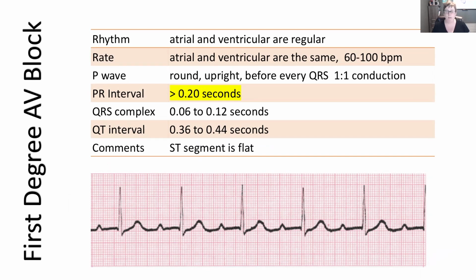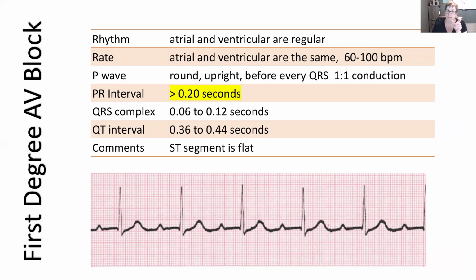So the rhythm of the atrial and the ventricular will be regular. The rate will be between 60 and 100. Our P wave will be round and upright. Remember, the SA node is not the problem here. It's the AV node that's hoarding that energy. There will be a 1-to-1 conduction, so there's still one P wave for every QRS complex.